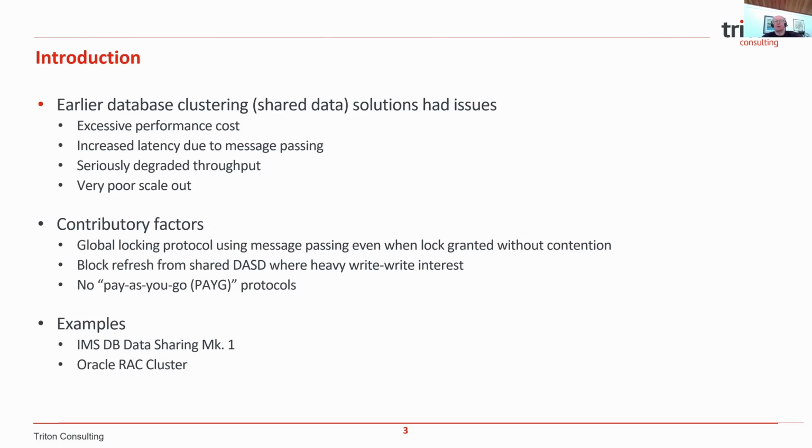And then you can look at Oracle RAC cluster. Now, this solution is really good for consolidating lots of small applications. And often when you look at the implementation of Oracle RAC clusters, that's usually what they're doing. And usually they're in small cluster sizes of 2 or 3 systems in a cluster, but not well suited when there's large applications with heavy inter-system read-write interest.